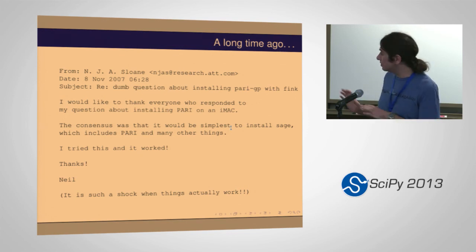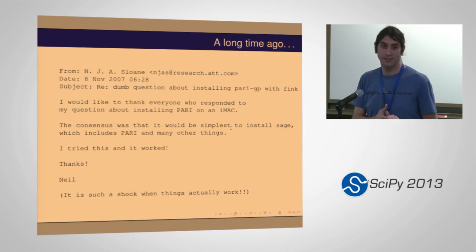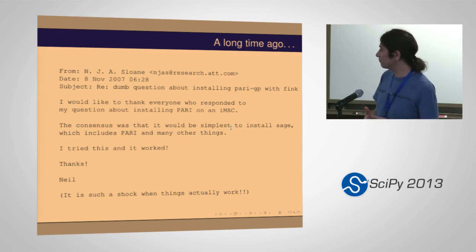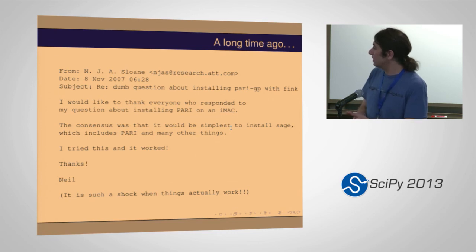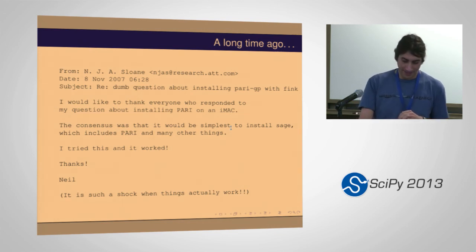Something about the distribution question. This was posted by Neil Sloane of the online database of integer sequences on the developer list for Pari. This is software in algebraic number theory. And he writes, "I would like to thank everyone who responded to my question about installing Pari on an iMac. The consensus was that it would be simplest to install Sage, which includes Pari and many other things. I tried this and it worked. It is such a shock when things actually work."